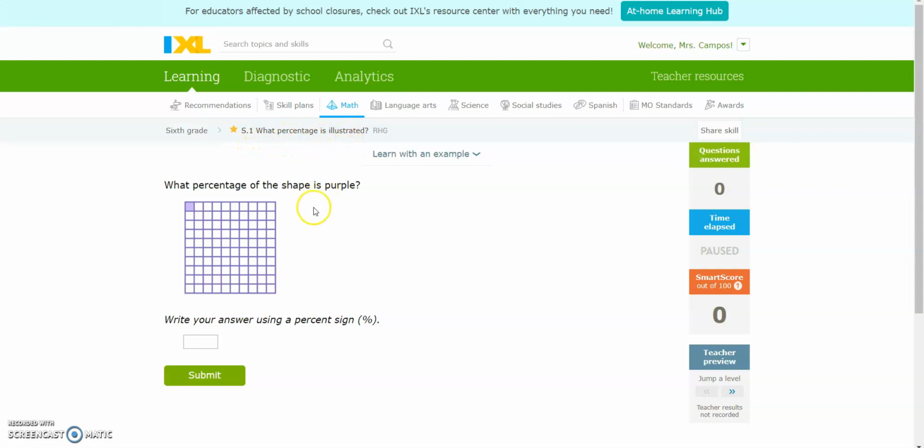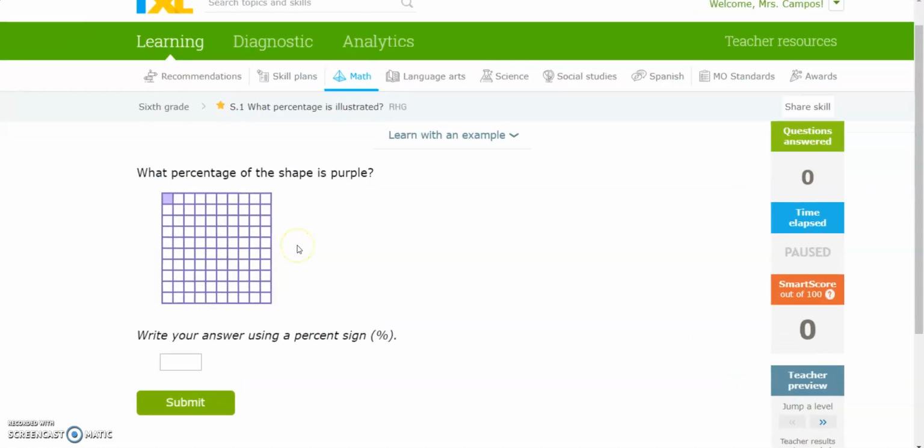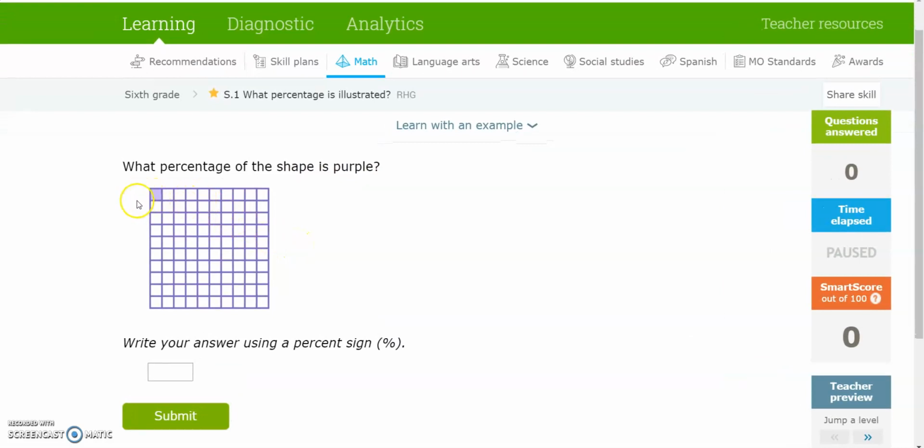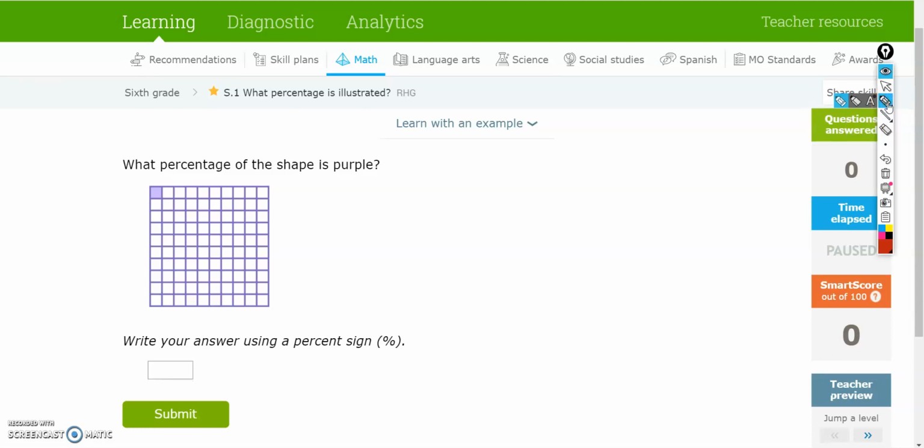What percentage is illustrated? So here on the screen, I have a 10 by 10 block. So it's actually a 1 that's been zoomed in. So that 1 zoomed in means that this is actually a decimal. So we did this earlier in the year where you had 100 on the bottom because there's 100 total pieces, and then you figured out how much was shaded.